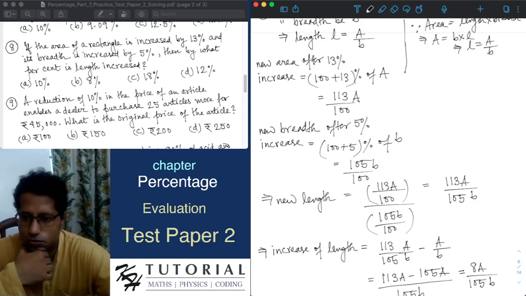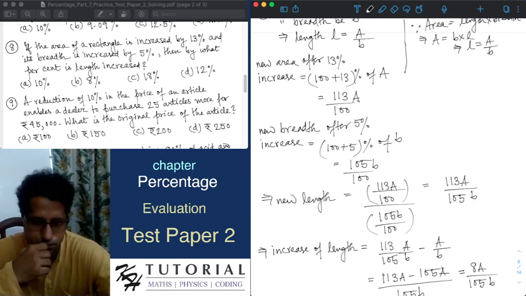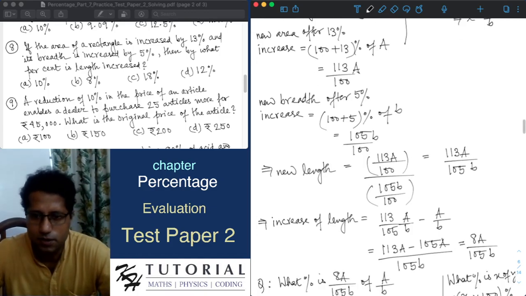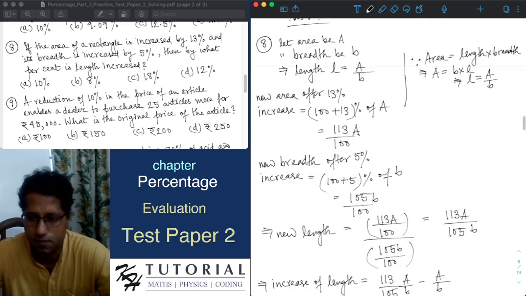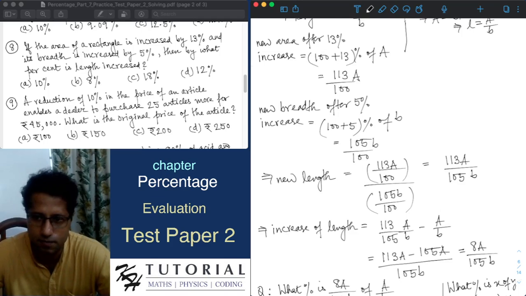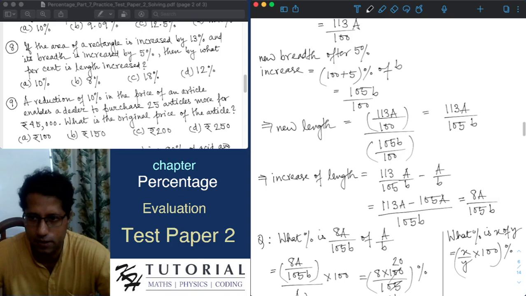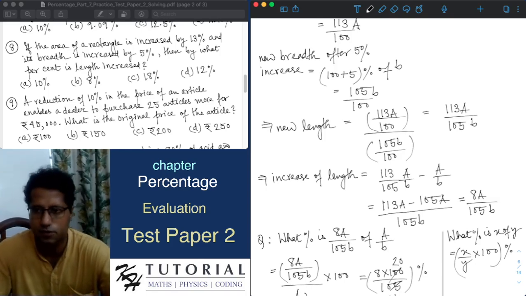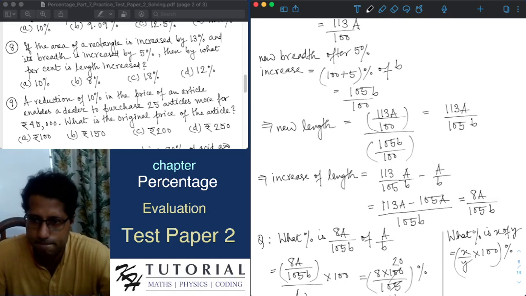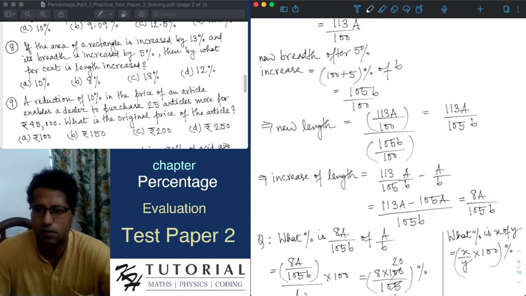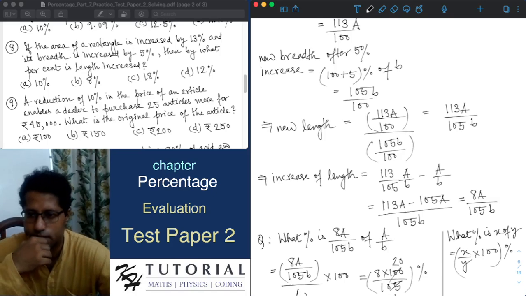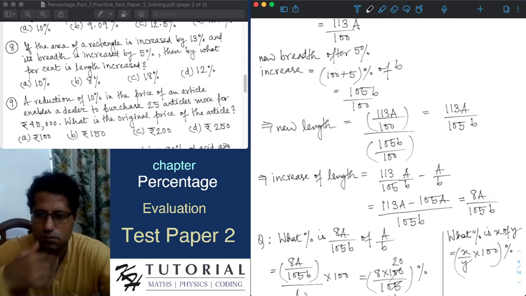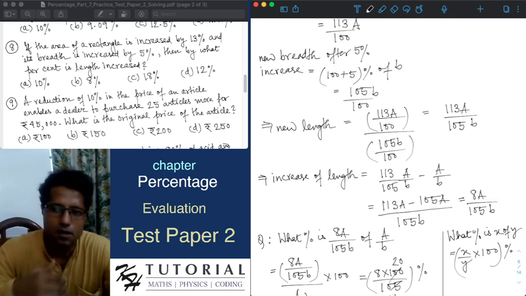This is equal to 113A by 105B. Now the increase of length. Originally the length was A by B, and now the new length is 113A by 105B. So the increase of length is 113A by 105B minus A by B. This is equal to 113A minus 105A by 105B. This is equal to 8A by 105B. This is the increase in length.